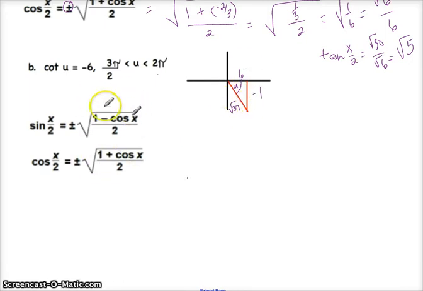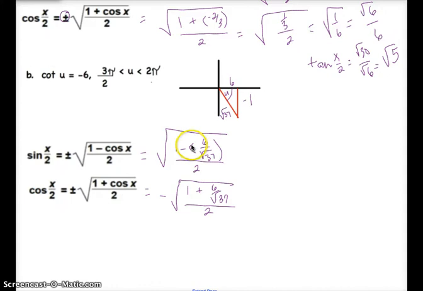I want you to fill in both of these formulas and determine whether you will use the positive or the negative. Remember, that's dependent on the quadrant of the half angle. Please pause the screencast, turn it back on once you've filled in the formula. Okay, so we have the square root of (1 minus the cosine, adjacent over hypotenuse, all divided by 2), and then the square root of (1 plus the cosine, adjacent over hypotenuse, all divided by 2).